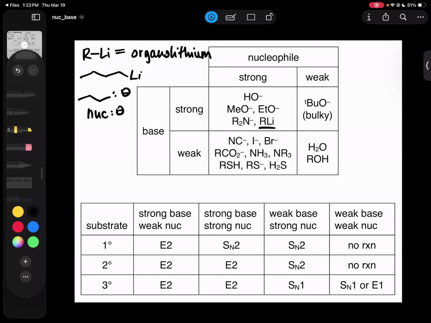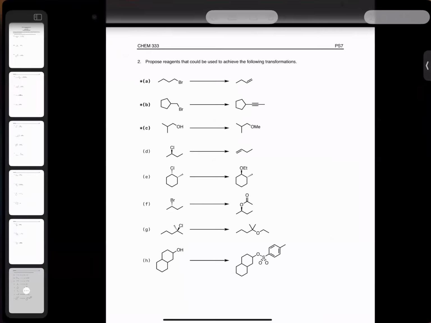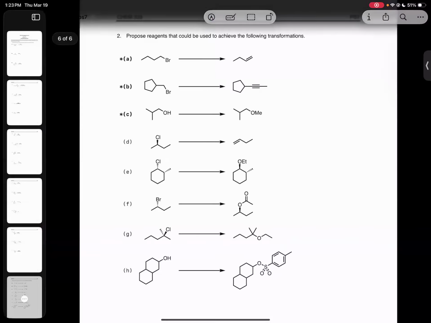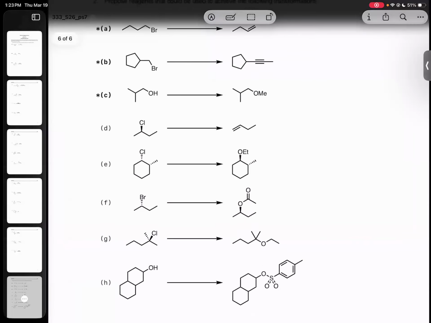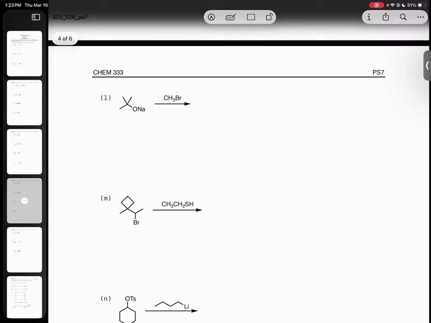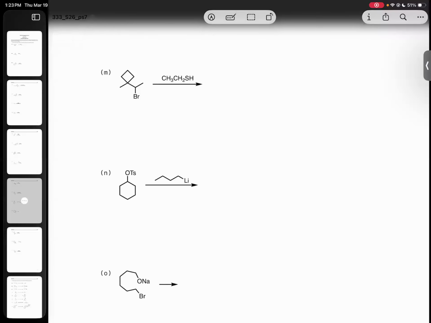So in the same way that an SN2 reaction using hydroxide as a nucleophile leaves you with a hydroxide attached to your molecule, if you do an SN2 reaction, or any nucleophilic substitution, with butyllithium or any organolithium reagent, the nucleophile is just the carbon atom of that organic group. So let's do, oh man, 2B is one of the ones you're supposed to do. Oh, here we go. 1N.